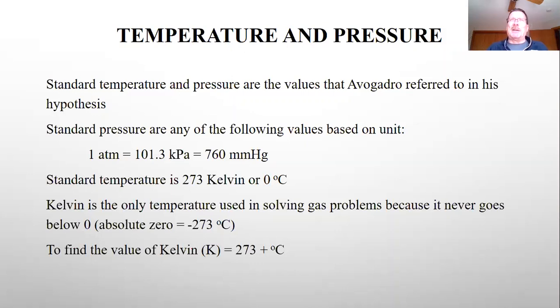It's very hard to get there because at that point, even with the gas you're using, it's still going to solidify. Anyhow, that's the theory. Okay, so temperature is always in Kelvin. Standard temperature is always 273 Kelvin. Standard pressure is 1 atmosphere.